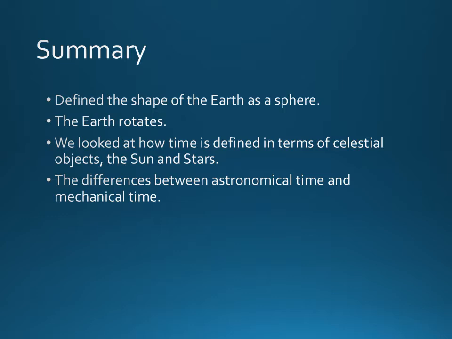We found that the shape of the Earth is a sphere, that the Earth rotates, and we looked at how time is defined in terms of celestial objects, the sun and stars. We found the difference between astronomical time and mechanical time.